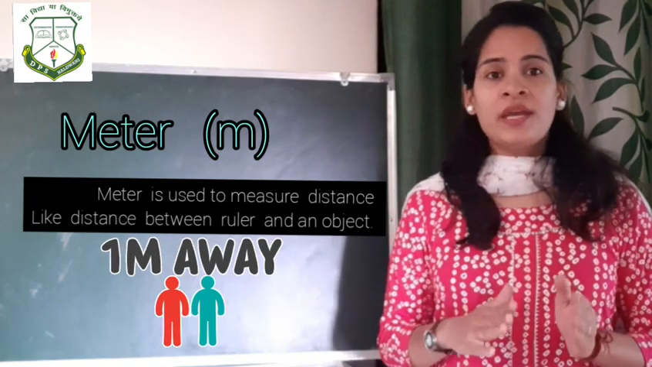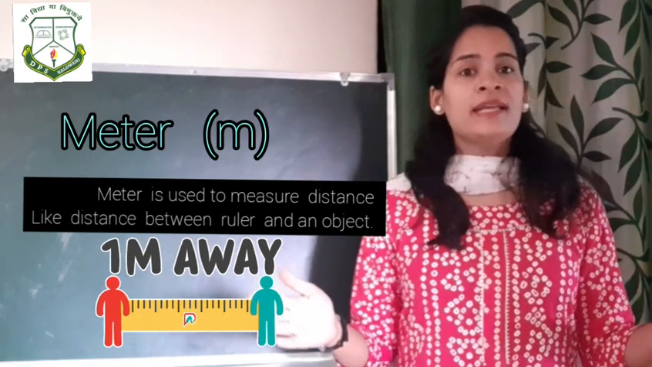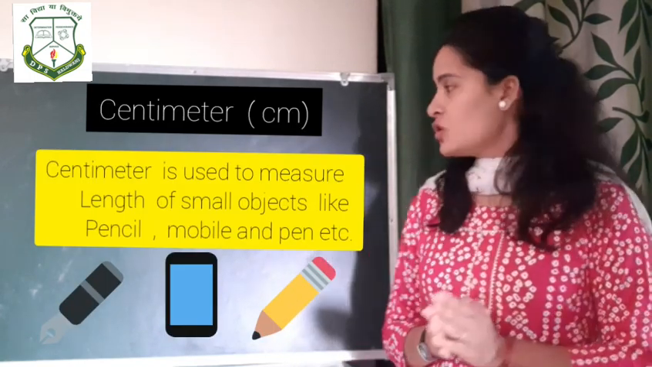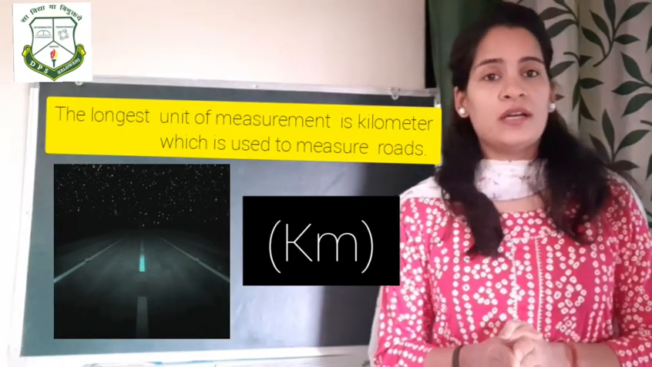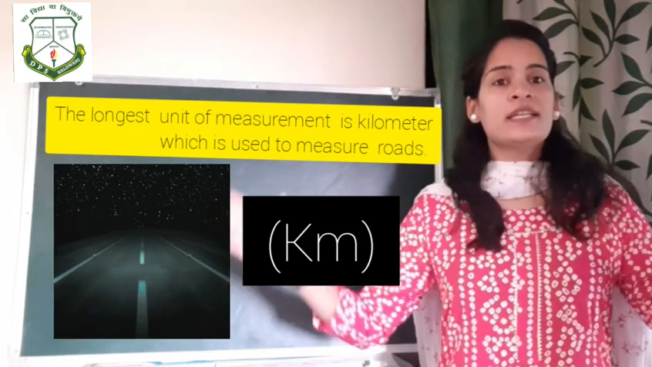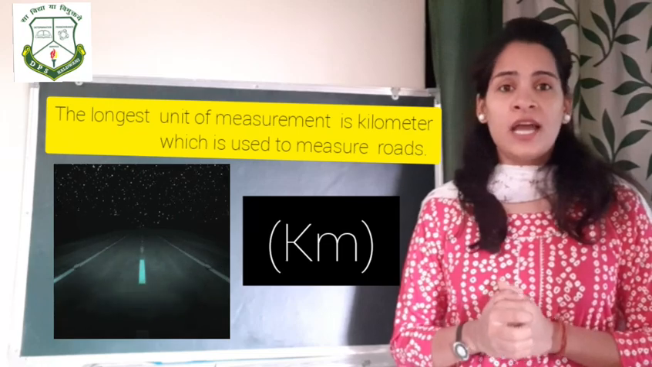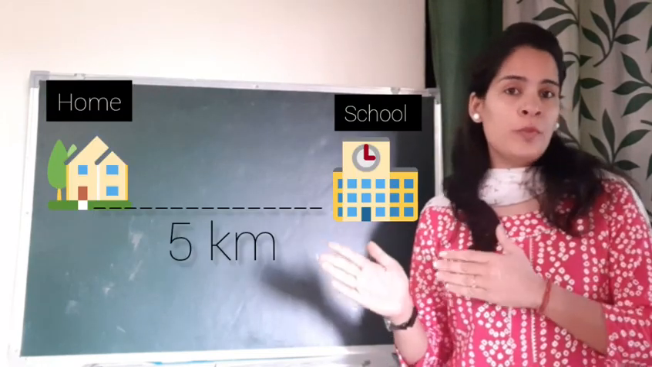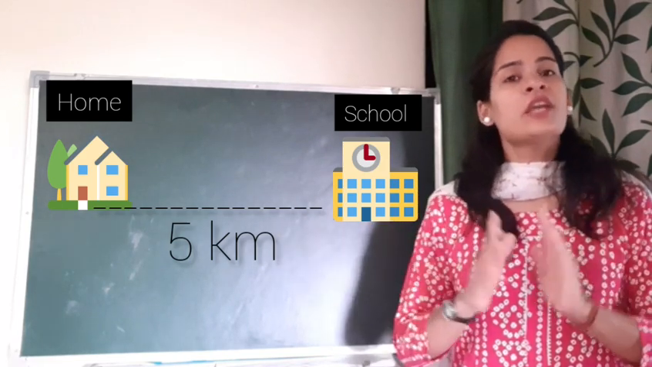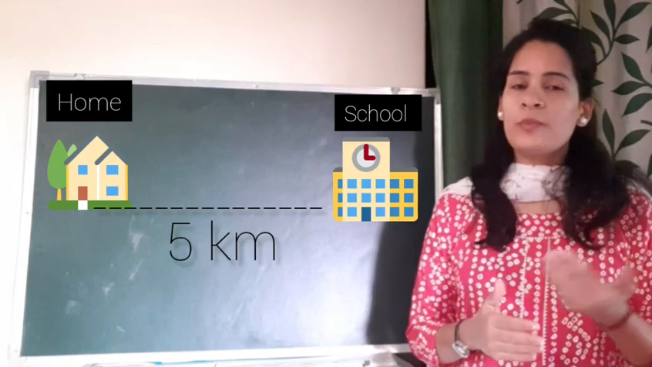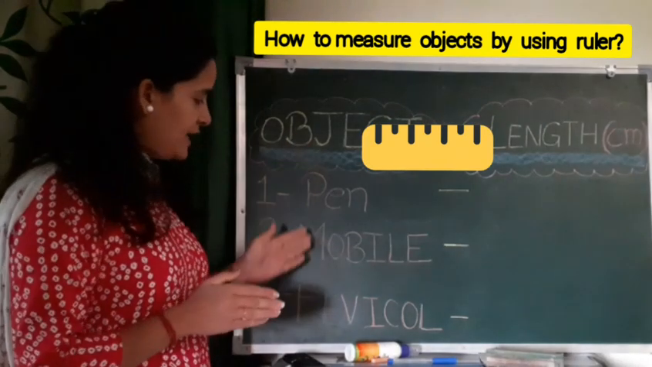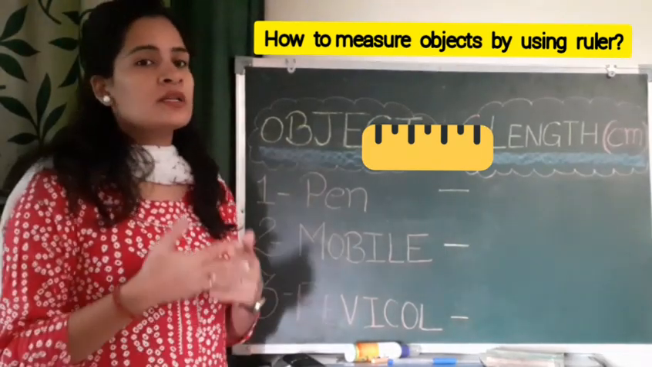Meter is denoted as m. Centimeter is denoted as cm, and it is used to measure the length of a small object. The biggest unit of length is the kilometer. To measure long distances we use kilometers. Like if you measure from your home to your school, you will measure this distance in kilometers. 1 kilometer, 2 kilometers.